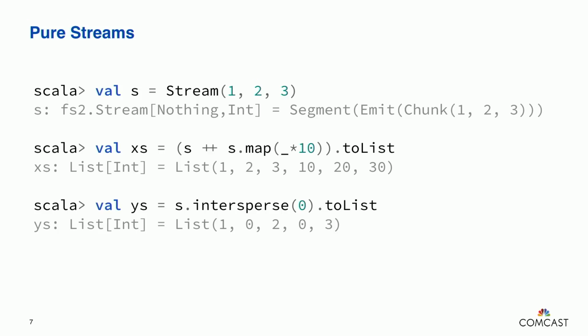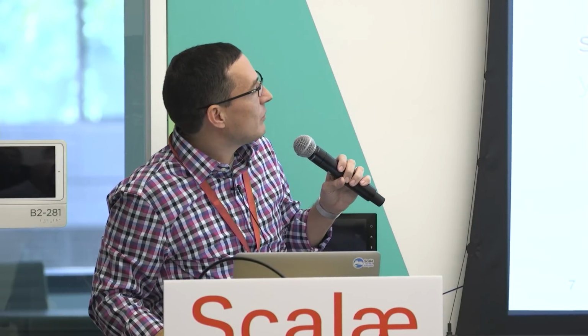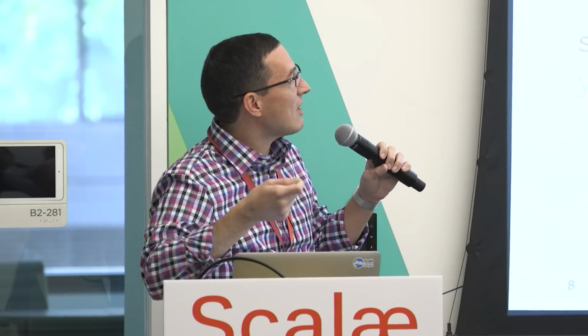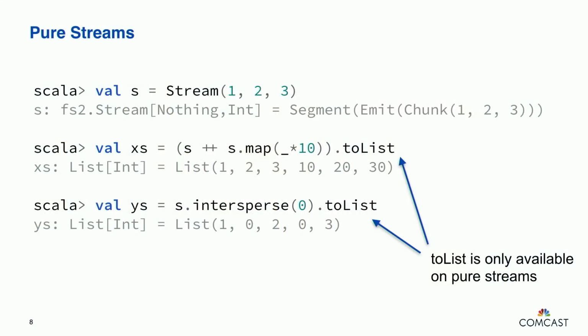We also have other collection-like APIs that don't exist in the standard collections library. Intersperse is one of my favorites because it's super useful: stick a 0 between elements. And again, we can call toList because we have a pure stream. And that's the way I want you to think about this notion of having a nothing for an effect type: it's a stream that's pure, because we have no effect evaluation occurring.